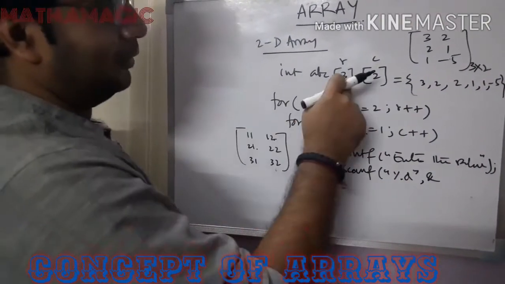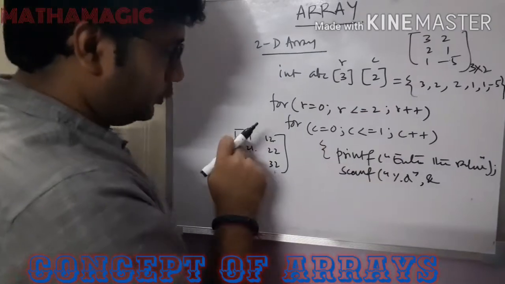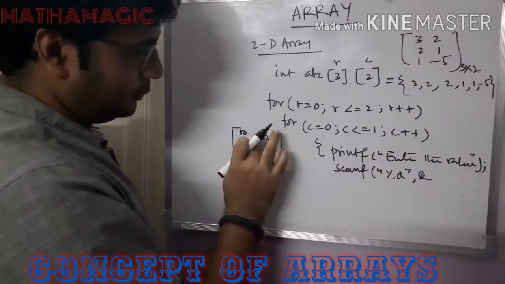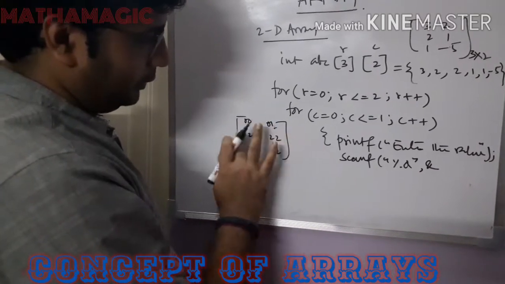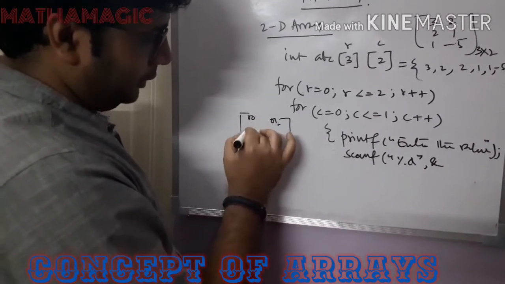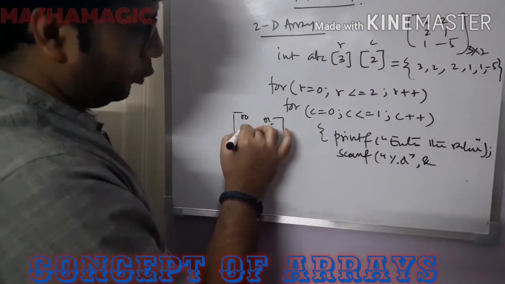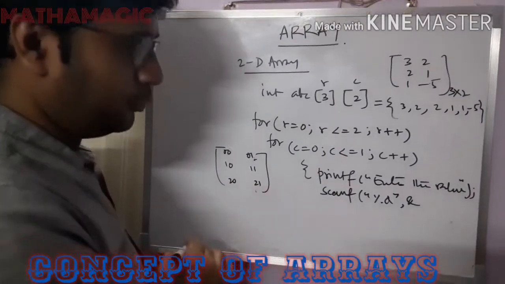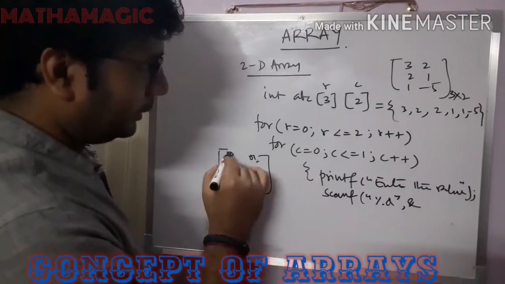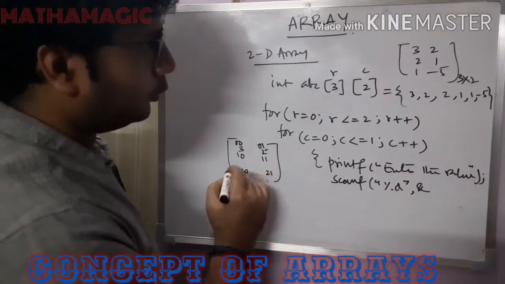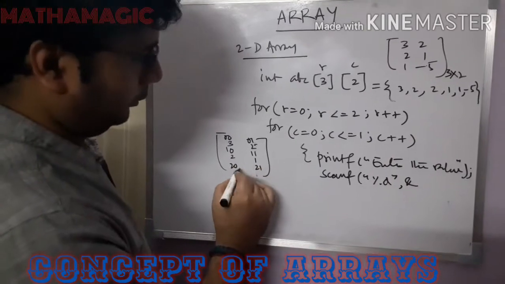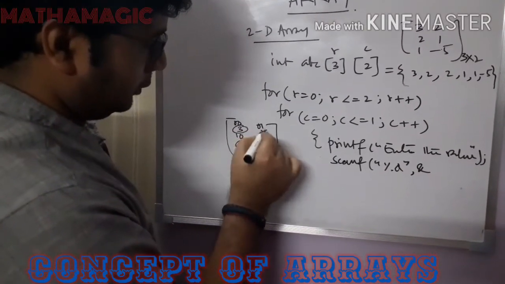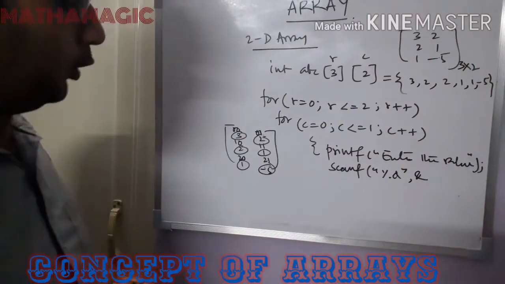Now here we are using 0 to 2, so instead of writing 1, we have to write 0 0. So 0 0, then 0 1. So we'll just rewrite this one. This one will be 1 0, this one will be 1 1, this one will be 2 0, and this one will be 2 1. So what is the value here? That is 3, 2, 2, 1, 1, minus 5. These are the values, and these are the row and column numbers.